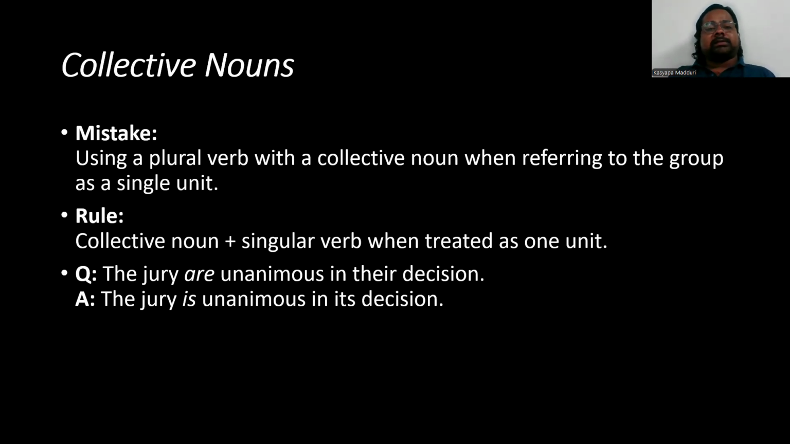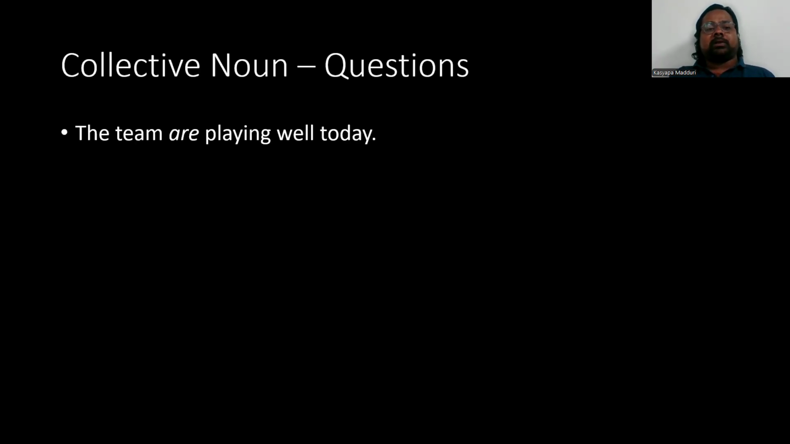Okay, next let us see the questions. Collective noun questions. The team are playing well today. Is this correct? The team are playing well today? No, right? It is the team is. The team is playing well today.